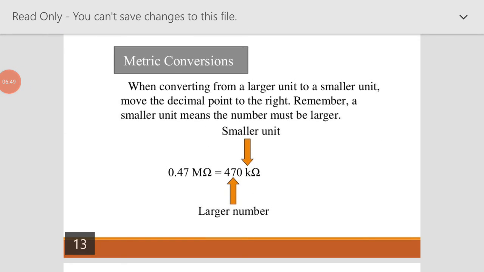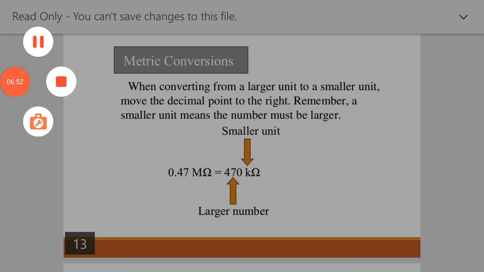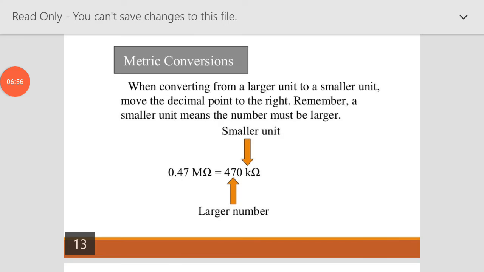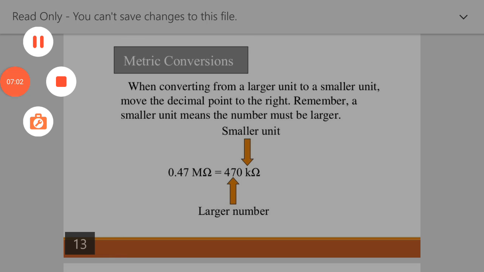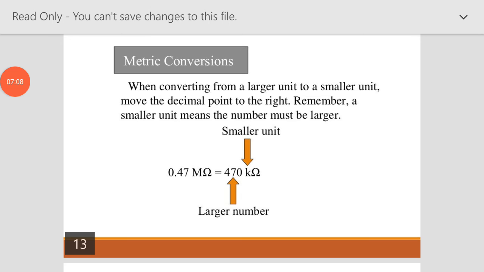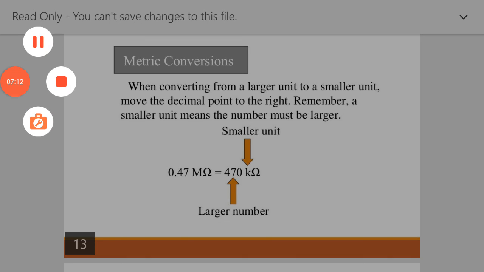For the metric conversion from mega to kilo, for conversion to a smaller unit move the decimal towards the right. For example, 0.47 mega ohm, how do we write it in kilo? It is 470 kilo ohm. Mega is 10 raised to 6 and kilo is 10 raised to 3, so we move the decimal towards the right. So 470 kilo ohm is equal to 0.47 mega ohm.